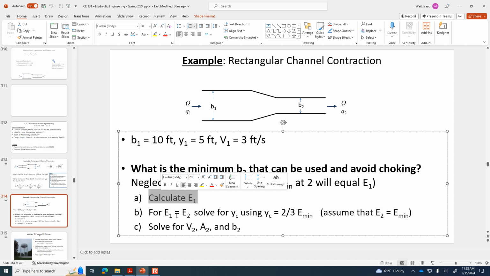So the specific energy at 1 is 5.140 feet. So that's how much energy we've got to force the water through that narrow channel downstream.